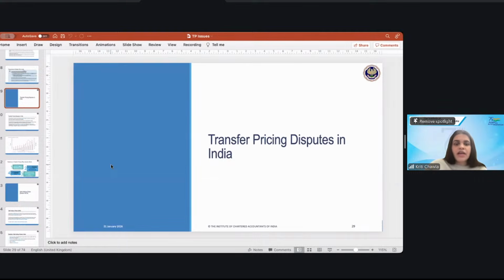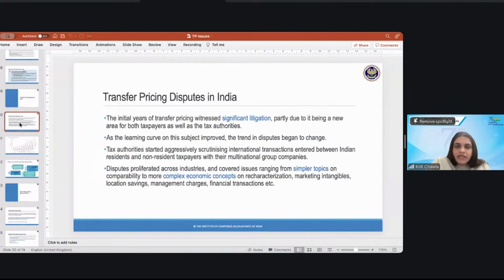Now, when they introduced transfer pricing in 2001, the initial years witnessed significant litigation, to the extent that India was considered a transfer pricing litigation rich jurisdiction. It was because this was a new area for taxpayers. This was a new area for tax authorities also. But then the learning curve changed, and the trend began to change.